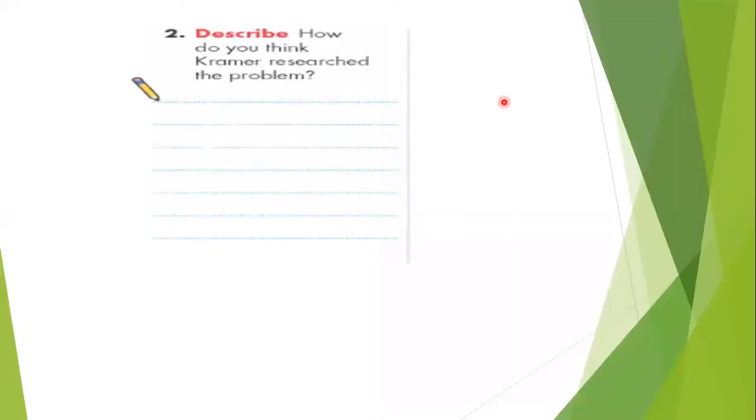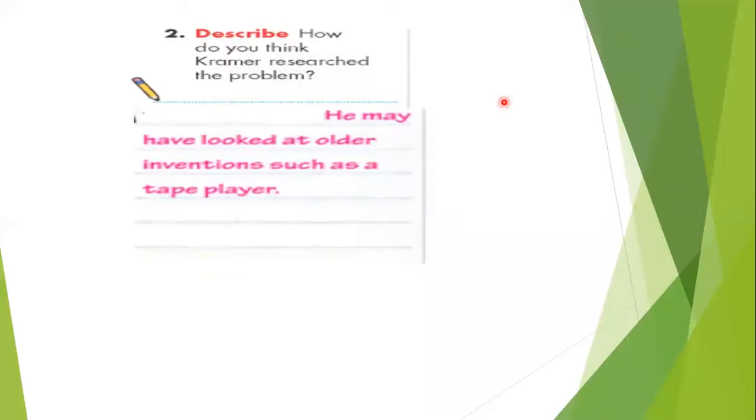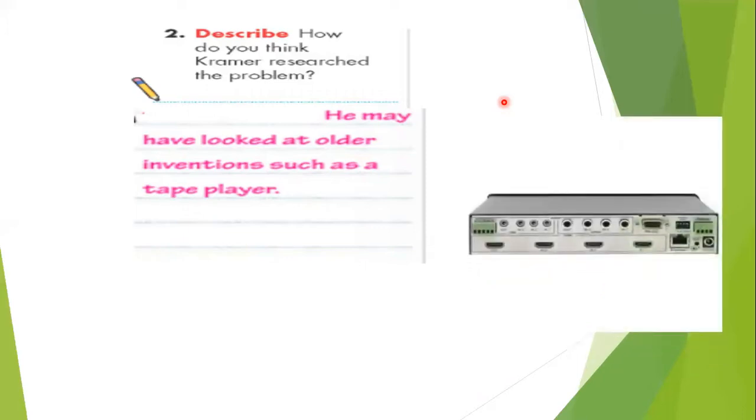Who can read question number 2 for us? How do you think Kramer researched the problem? He may have looked at older inventions such as a tape player. And this is the new invention, a digital player without tape.